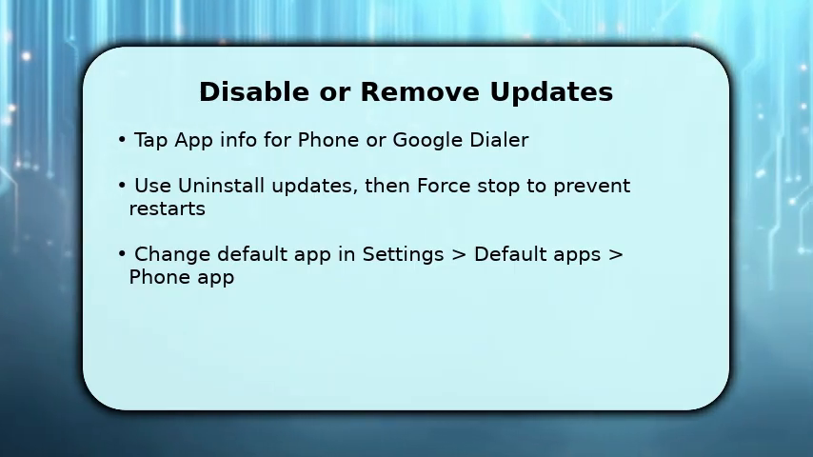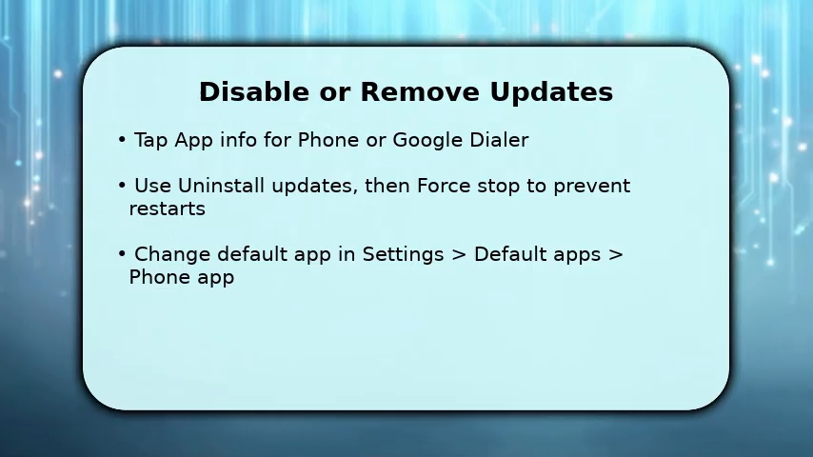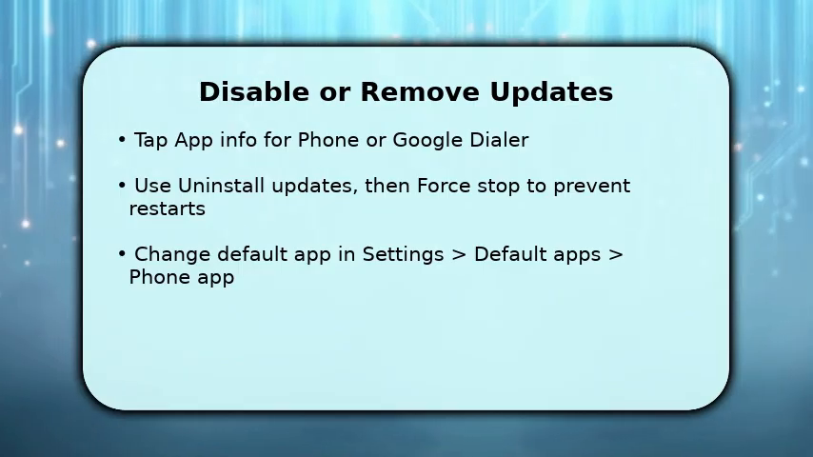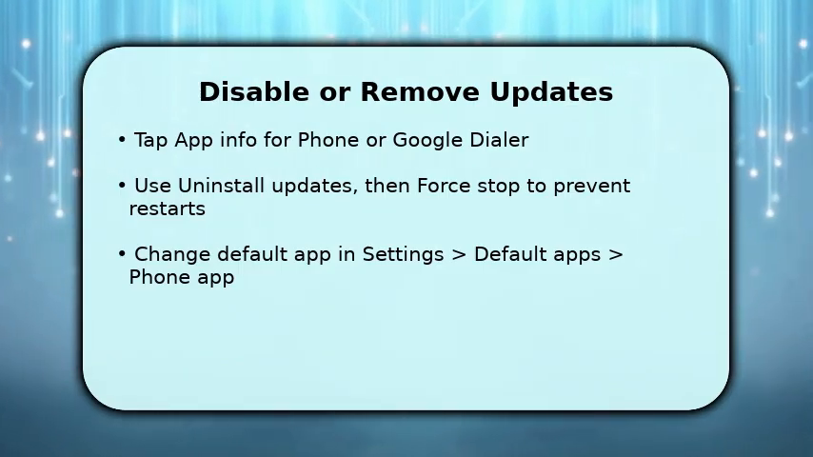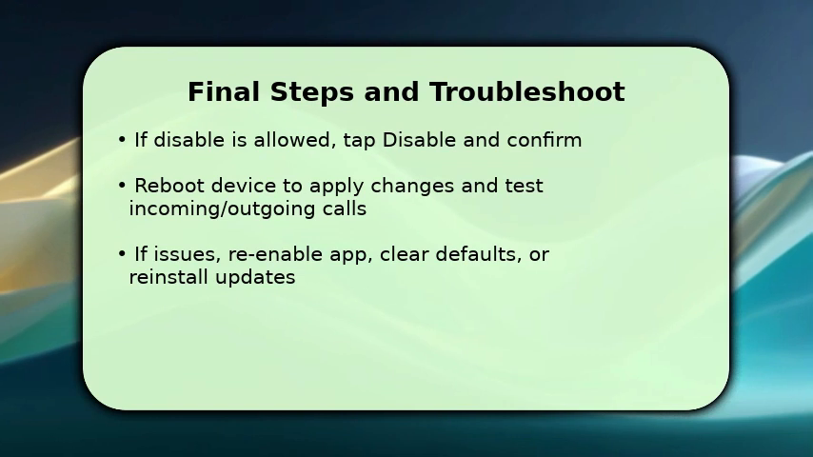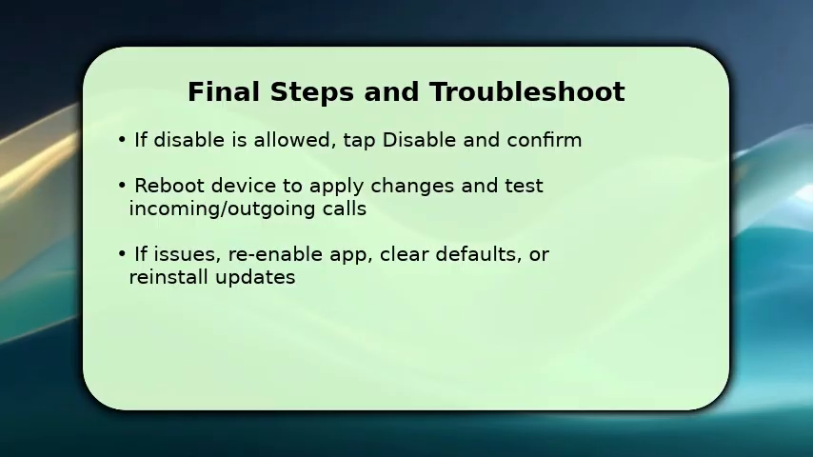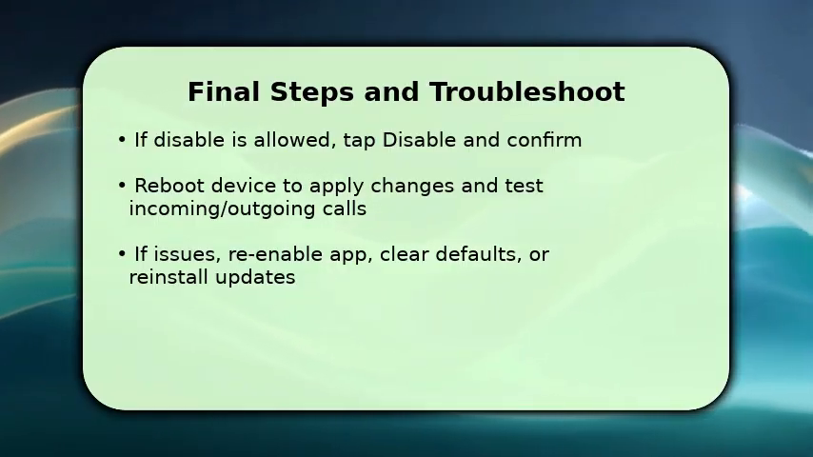After that, open Settings, Default Apps, Phone app, and choose your preferred dialer. Make sure to grant or revoke permissions only as necessary so the new app works properly. To finish, if the Disable button is available, tap it and accept any warnings. This prevents the dialer from running. Reboot your phone to ensure changes stick, then make a test outgoing call and confirm incoming call behavior.